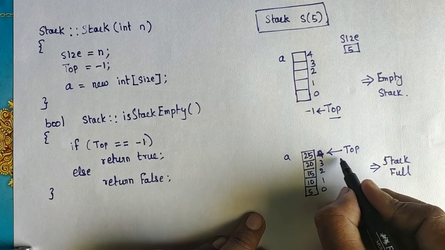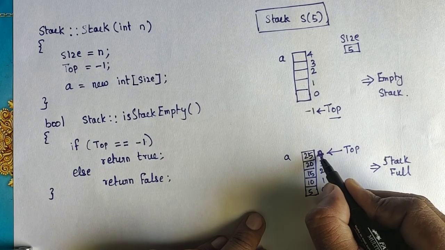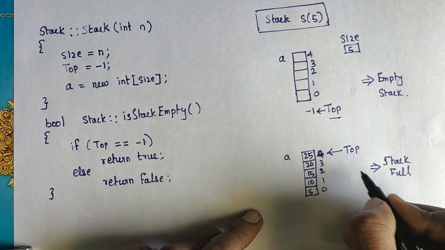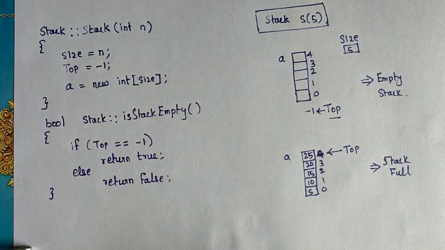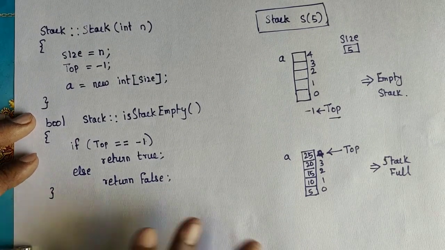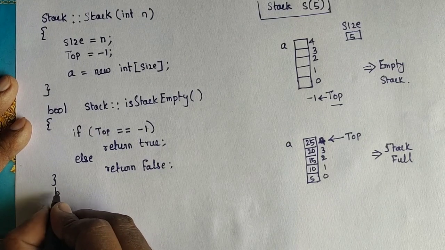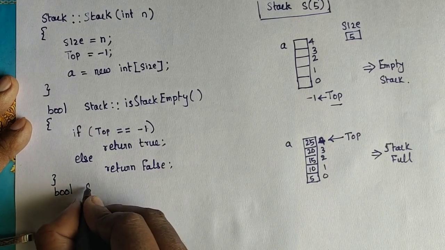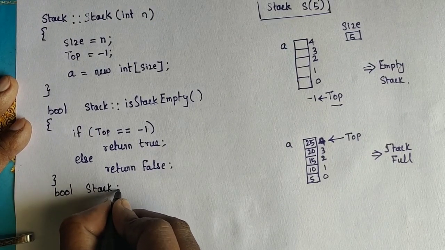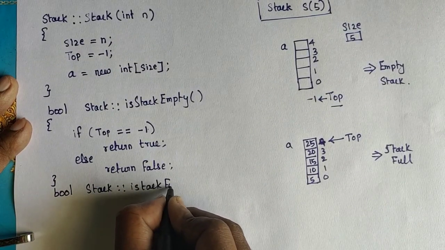So how can we check if the stack is full or not? By checking the top value. When the top is pointing to the last element index, then we can identify that thereafter we cannot insert an element. The stack is full. So when we define the function, boolean stack, next function: isStackFull.